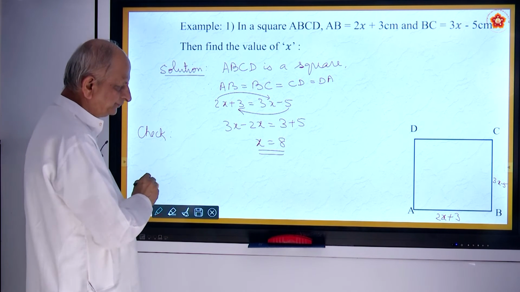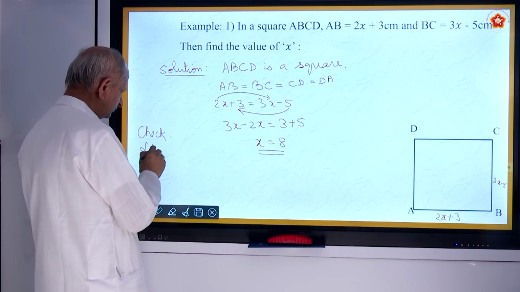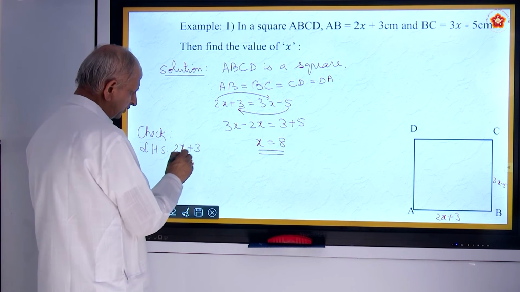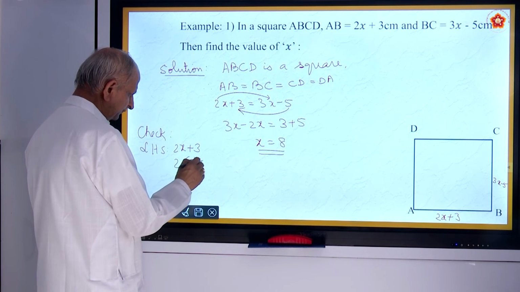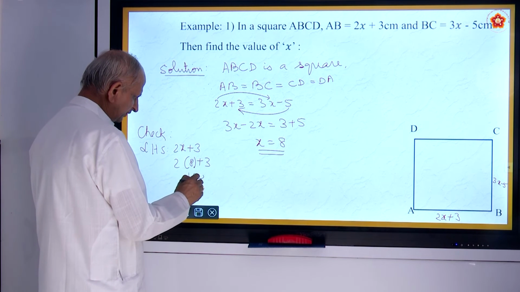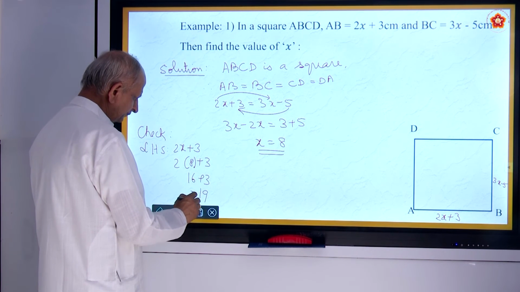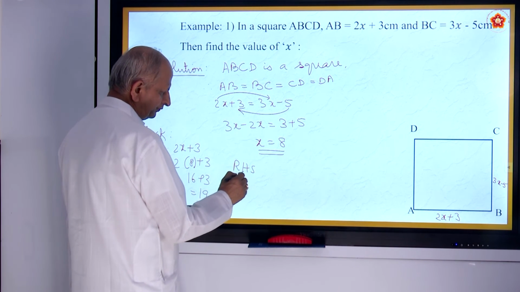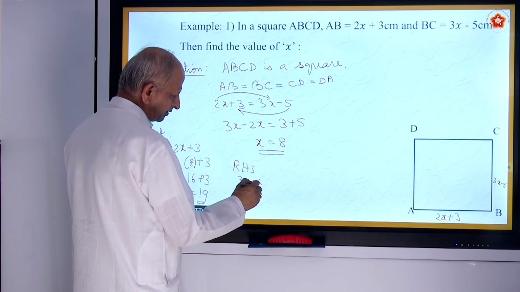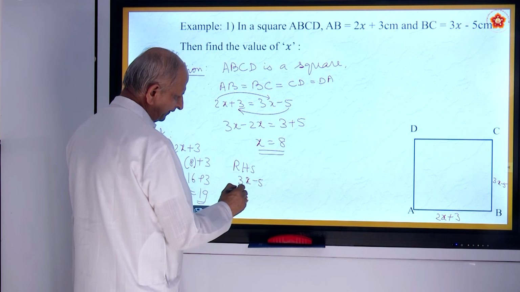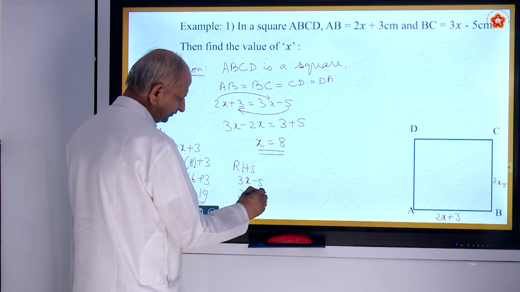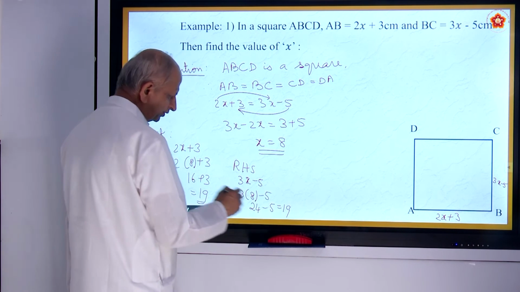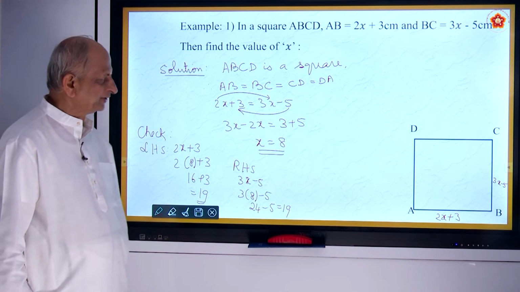How to do checking? Left hand side, 2x plus 3, 2 into 8 plus 3, 16 plus 3, that is 19. And right hand side you have 3x minus 5. And what is the value of x? 3 into 8 minus 5, 24 minus 5, that is 19. So both are equal, which means the value of x is equal to 8 is correct.